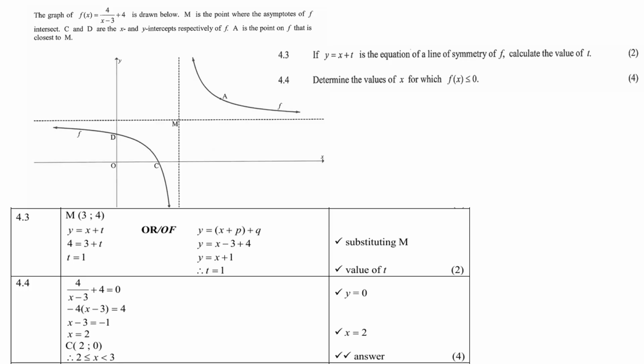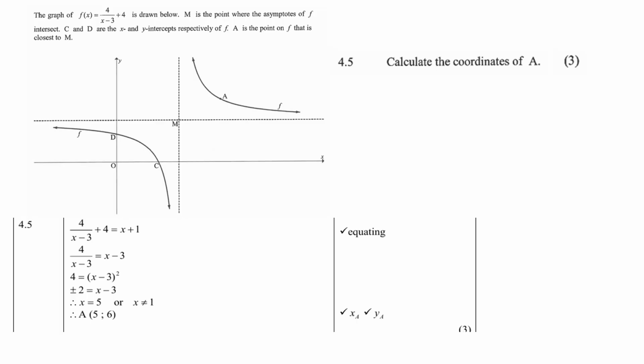Now that is also point C, because remember point C is also where y is 0. So point C is then between 2 and 0. So therefore x lies between 2 and 3.